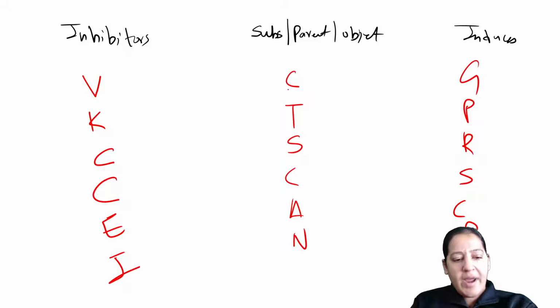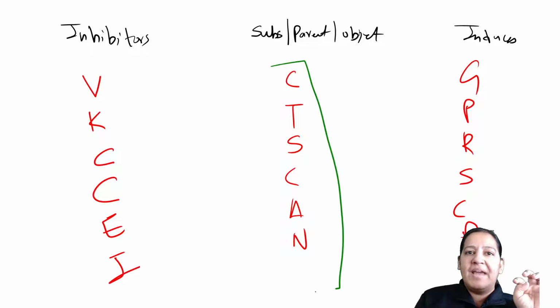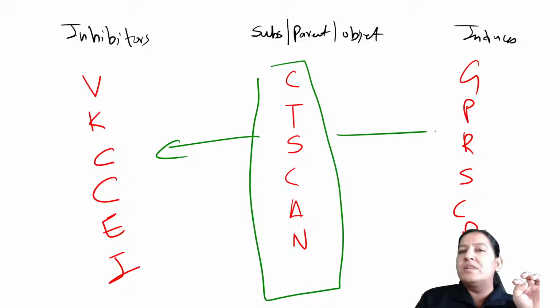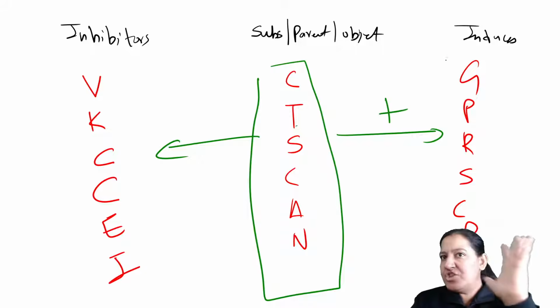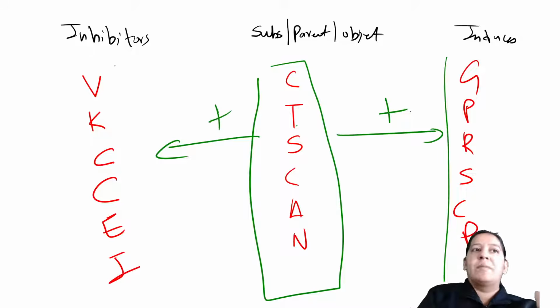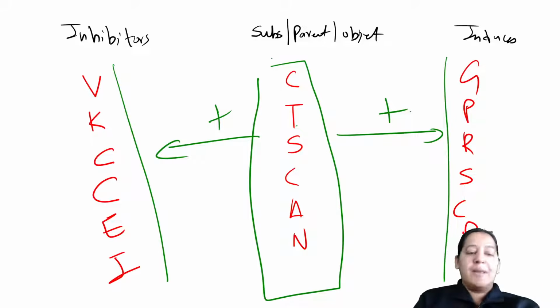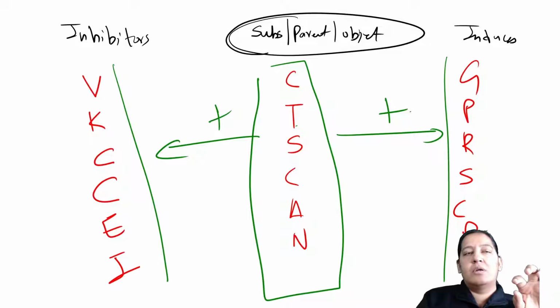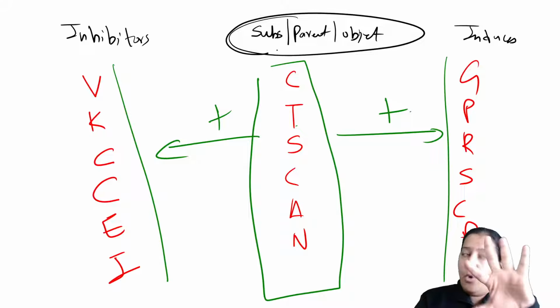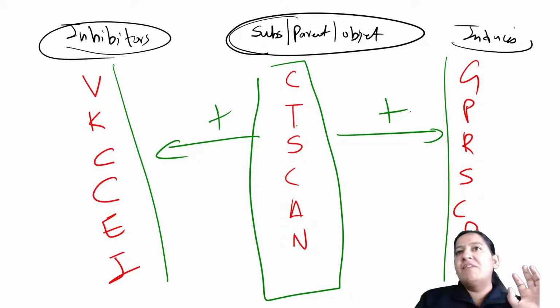Try to avoid the combination of the parent drug with this, and with this also. Don't give this combination, and don't give this combination also. Try to avoid. If you can't avoid, what will happen? Nothing will happen to the substrate or parent drug. Oh, I'm sorry, it will happen to this one. Nothing will happen to the inhibitor, nothing will happen to the inducer.